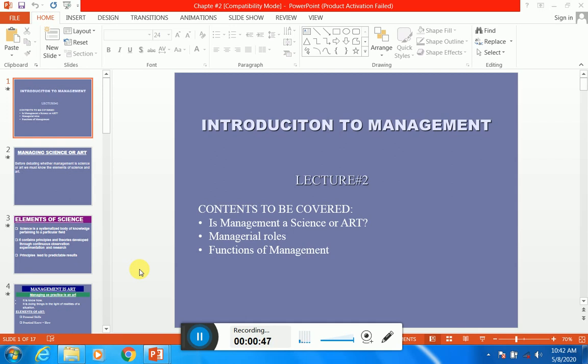In today's lecture, we are going to discuss whether management is a science or an art. After that, we will move to the next topic, that is managerial roles: what are the different key roles performed by the managers according to Mintzberg. And then the last one, we will discuss the functions of management. Here, as an aggregate, we will study what type of functions management generally performs.